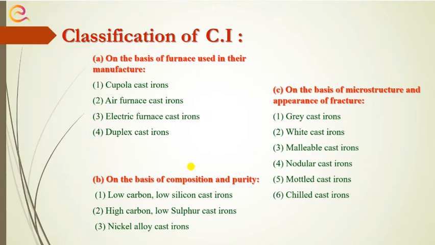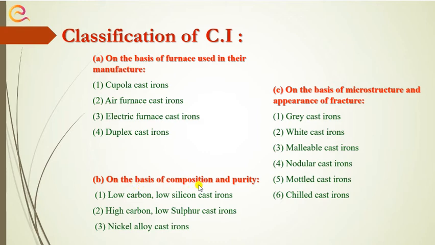So here is the general classification of cast iron on various bases. Let's see it one by one. First one, on the basis of the furnace used to manufacture. As I told you in the previous slide, cast iron is obtained from melting the pig iron, which is iron ore. That melting process takes place in a furnace. So here in types of furnace, first one is cupola furnace, second is air furnace, and third is electric furnace. Fourth one is duplex. As we change the furnace, some properties of cast iron may change.